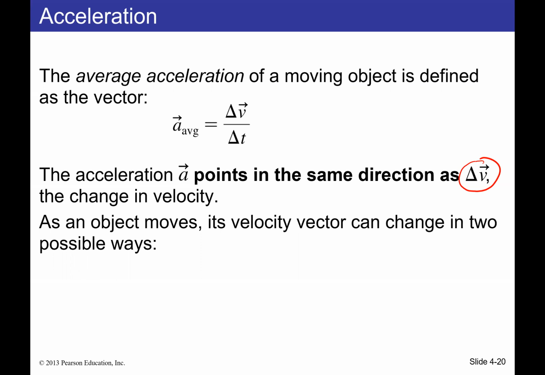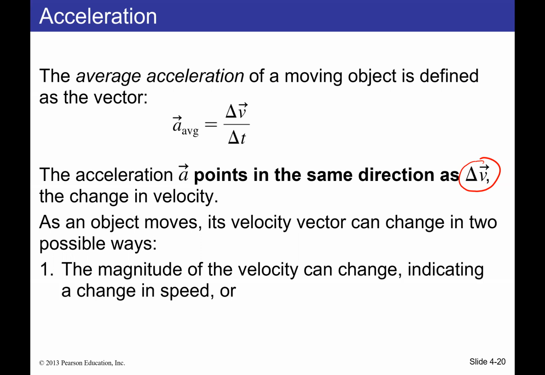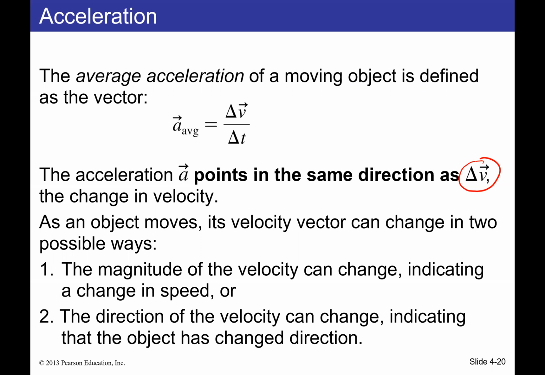But velocity can change in two different ways. Velocity can change when the object changes the magnitude, or the speed. So the magnitude of the velocity can change, indicating a change in speed. But we can also have the direction of the velocity change, and that also changes velocity. So acceleration can do two things: it can change the speed and it can change the direction, because either of those things changes velocity. You can do both, right? There could be a problem where you have an object that speeds up or slows down and changes direction at the same time.